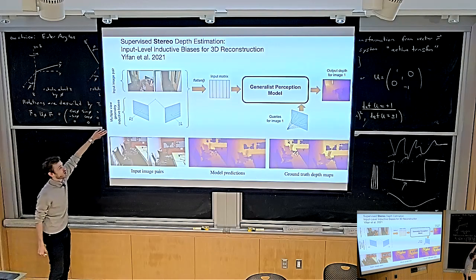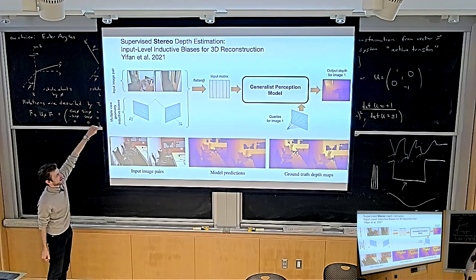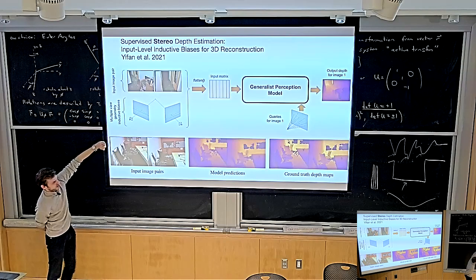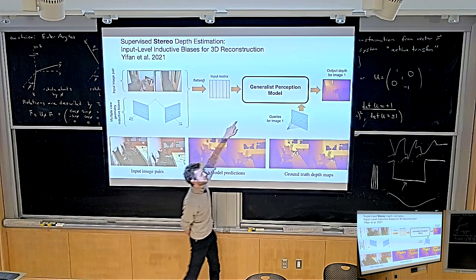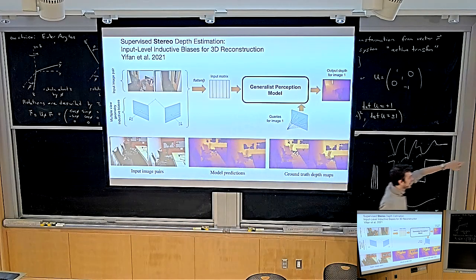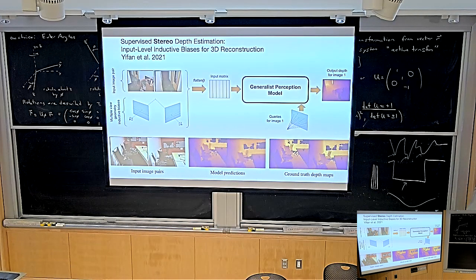Now we're not going to talk about what this model does, but maybe you can figure out what the core contribution of this paper is by looking at the title and by looking at this figure. The title is Input Level Inductive Biases for 3D Reconstruction. And then they say this is a generalist perception model. What that really means is it's a transformer. And this looks a lot like epipolar lines.